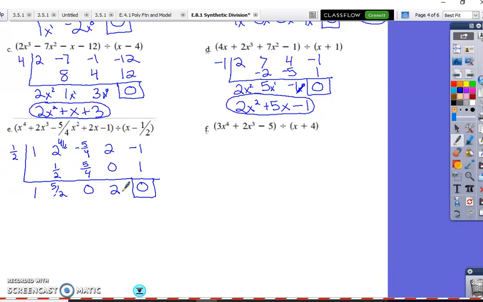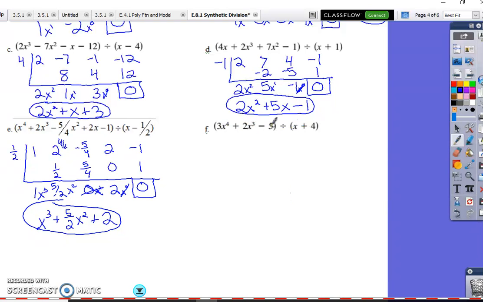Work your way backwards. This is my x to the 0 term, my x to the first term, my x to the second term, and my x to the third term. So my answer here is x to the third. I can get rid of that 1, plus a 5 halves x squared. We don't have to write this 0x to the first term. We don't write the x 0, so just plus 2. Remainder is 0, so we leave that off. And so there is my answer.